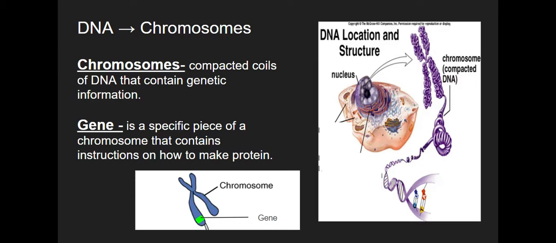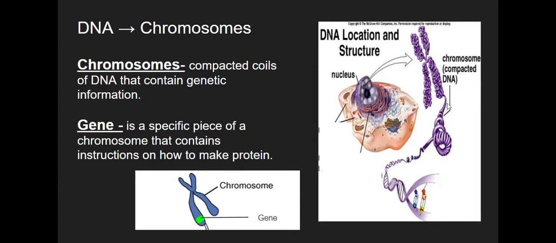Chromosomes, if we look over here to the diagram, this purple X here is a chromosome. Okay. When it says that a chromosome is compacted coils, look at this diagram. Do you see how it looks like coils that are curled up and compacted together? Okay, that is what a chromosome looks like. It is compacted coils, and what those coils are is DNA.